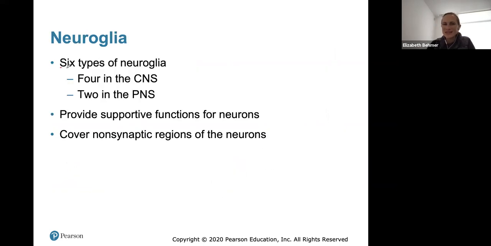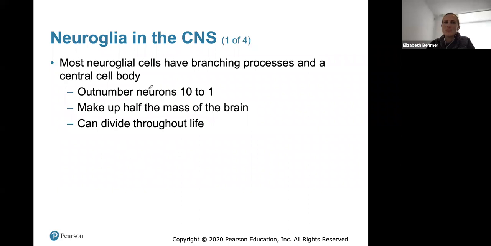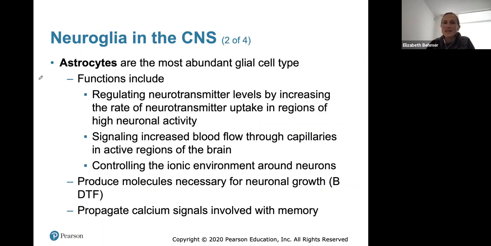Neuroglia, then, there are 6 types of neuroglia. And again, neuroglia are just the cells that support the neurons. There's 4 types in your central nervous system and 2 types in your peripheral nervous system. Most of the neuroglial cells have branching processes from the central cell body. They outnumber neurons about 10 to 1, and they make up half the mass of your brain, and they can divide throughout life. Astrocytes, this is a good test question, are the most abundant glial cell type.